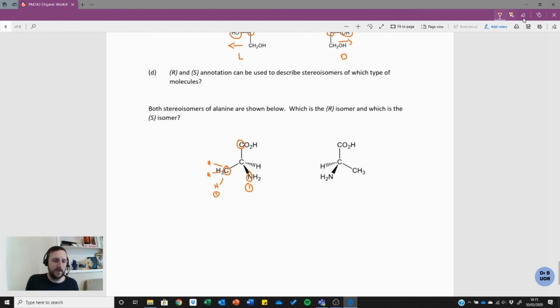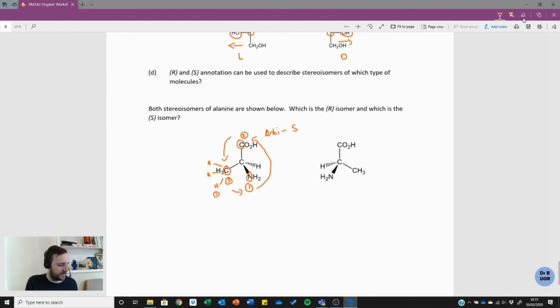So we can denote that as being number 2, and then we'll denote this carbon here as being number 3. Now from here it's actually quite straightforward, we just need to look at the order of the numbers, whether they go clockwise or anti-clockwise around the central carbon. So if we look at where it goes 1 to 2 to 3, and then back around to 1, this is anti-clockwise. And anti-clockwise is the S isomer.